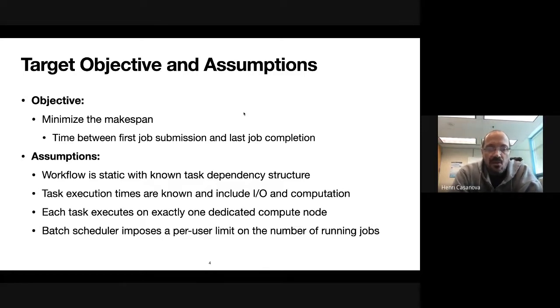Each task executes on exactly one compute node. So unlike the talk we just heard, I was able to catch the last talk in the previous session. The tasks are non-parallel jobs, so they run on a single compute node. And then the batch scheduler, as done in production, imposes a limit on the number of running jobs a single user can have. Okay, so those are our assumptions.